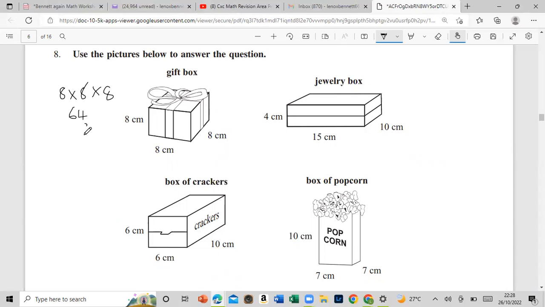Again, guys, remember you are supposed to work it out. 8 times 4, 32, 8 times 6, 48 plus 3, 51. So the volume for this one would be 512 cm cubed.